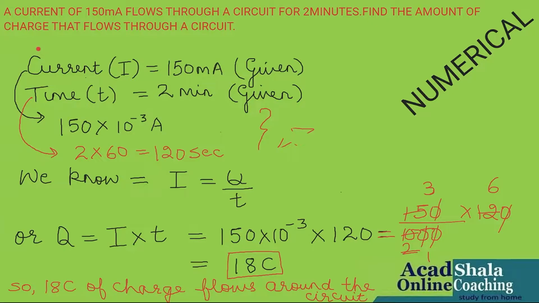The first numerical says, a current of 150 mA flows through a circuit for 2 minutes. Find the amount of charge that flows through the circuit.